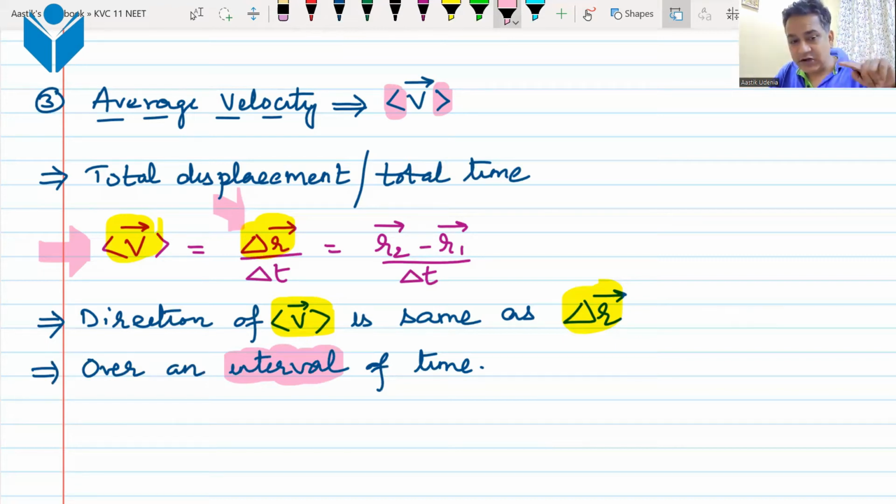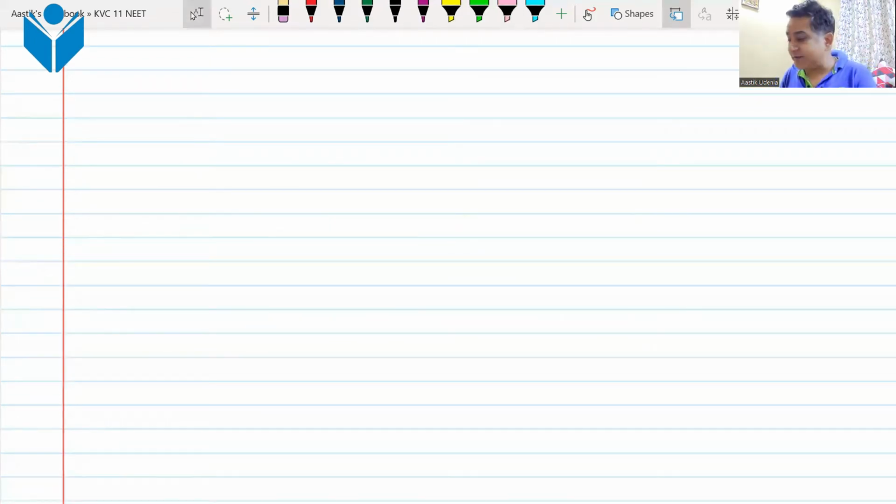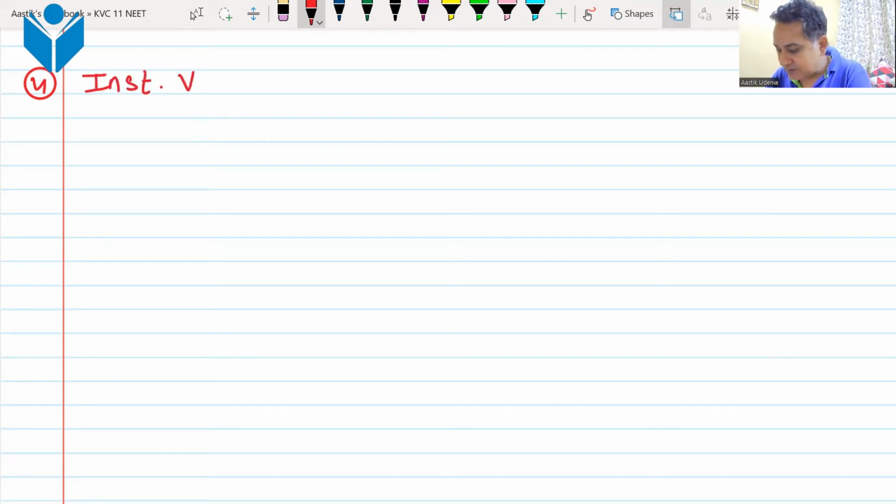Okay, average velocity is calculated over an interval of time, then there must be something which can be calculated at any instant of time. What is the fourth type of velocity? Instantaneous velocity.